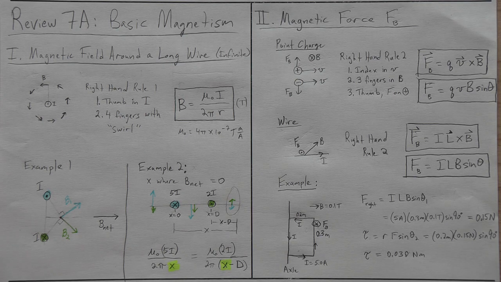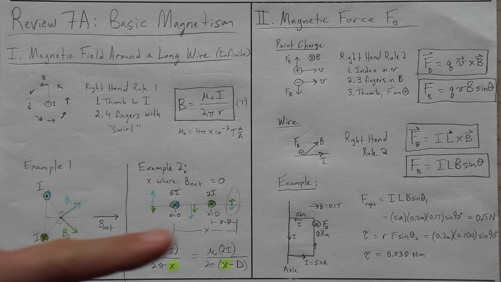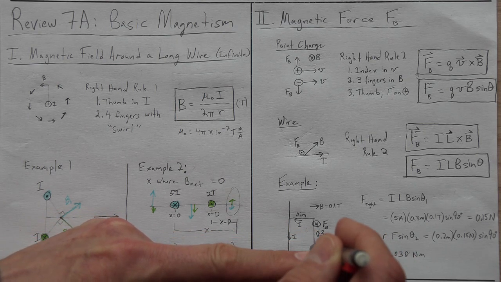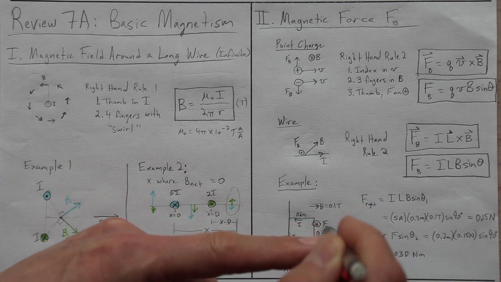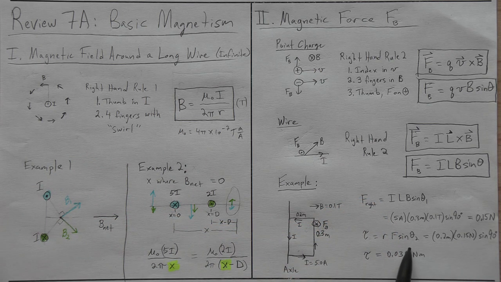The torque now is RF sine theta, but the theta is not the theta between these two, but the theta between radius and magnetic force, which are also 90 degrees, right? Radius is this way, force is that way. Well, it's 90 degrees. So RF sine 90 gives me my torque. So there's an example of torque caused by a wire loop in a magnetic field.